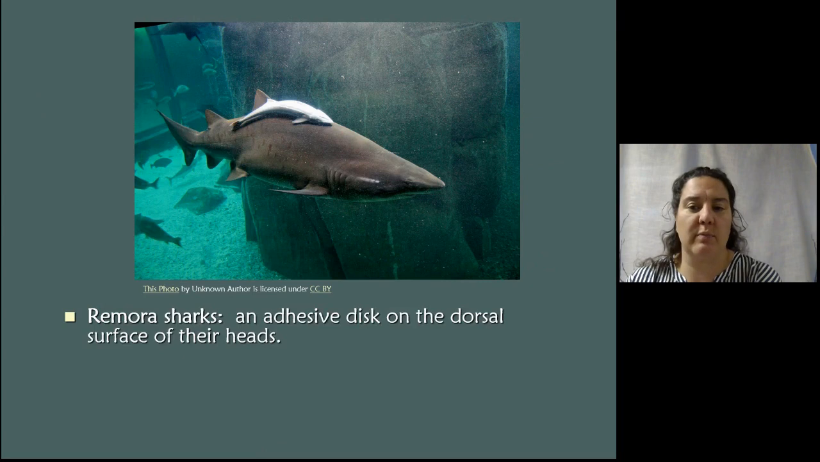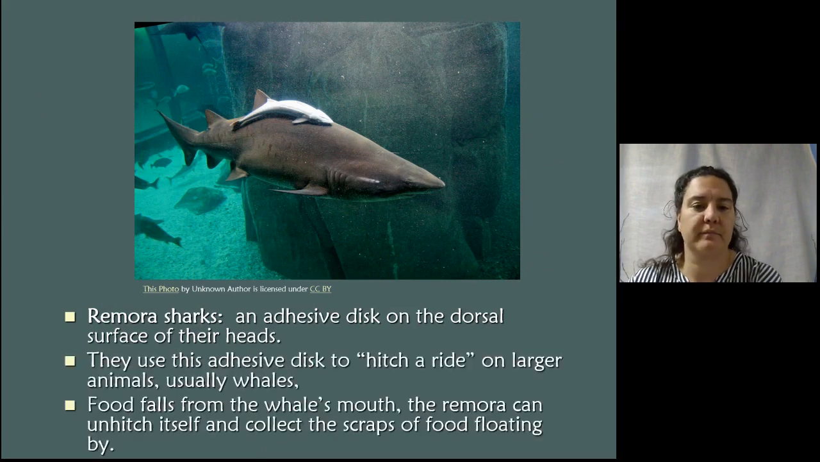Another example is the remora, and they have an adhesive disc on the dorsal surface of their head, and they use this to hitch a ride on larger animals, typically whales or larger sharks. Then food will fall from the whale's mouth, and the remora can unhitch itself and collect the scraps of food floating by. So the remora benefits, and the larger shark or whale is largely unaffected.